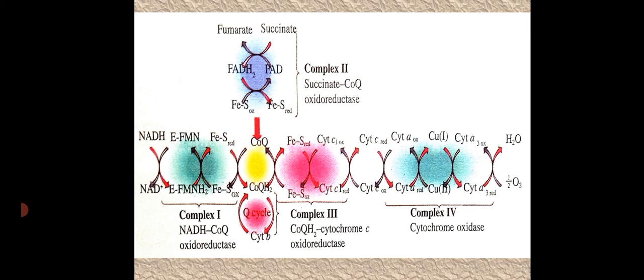FeS clusters, hemes, copper ions, and the molecules in the electron transport chain are arranged as per their redox potential. And it is along the increasing redox potential gradient that pairs of electrons travel through the respiratory chain.